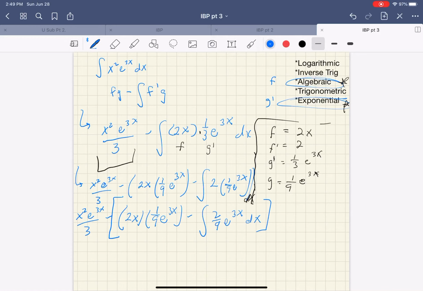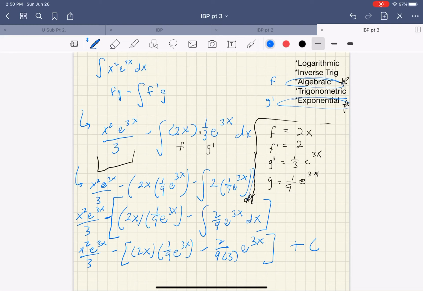And now, just bring everything down one more time. E to 3x over 3 minus 2x times 1 over 9 e to 3x minus the integral of 2 over 9 e to 3x, which is just 2 over 9 times 3 e to the 3x, all this plus c. And I just did that because 2 over 9 is a constant, so I'm basically taking the integral as if it was just e to the 3x. And so I would just divide by 3, and that's where I get all these constants from.